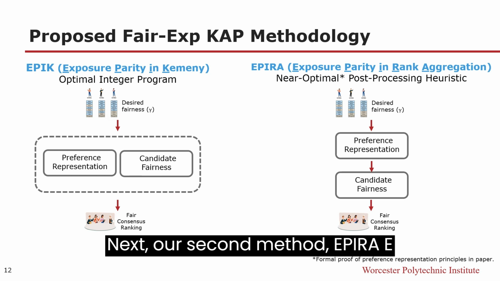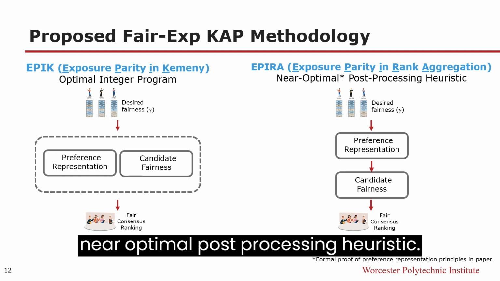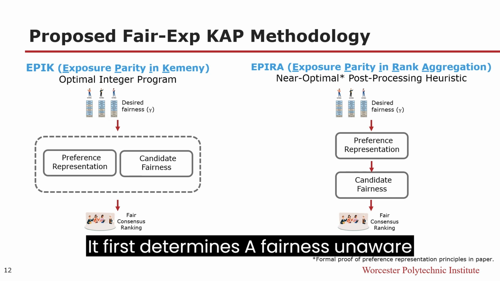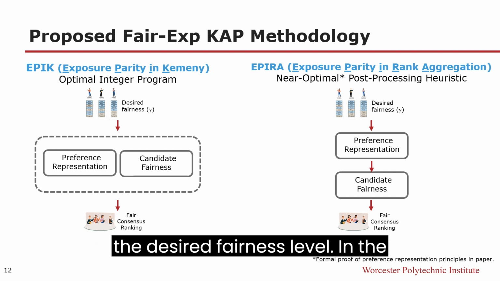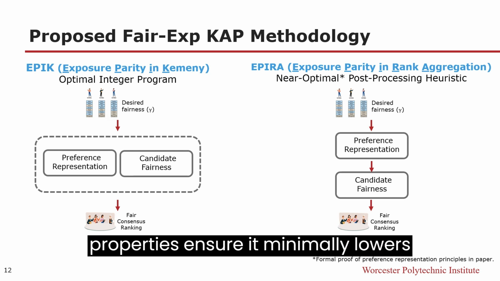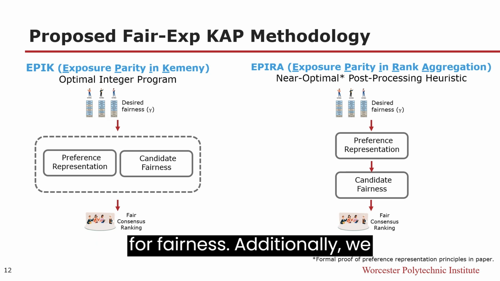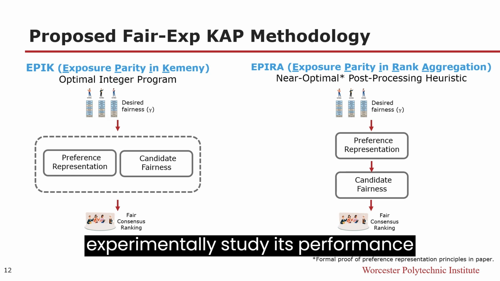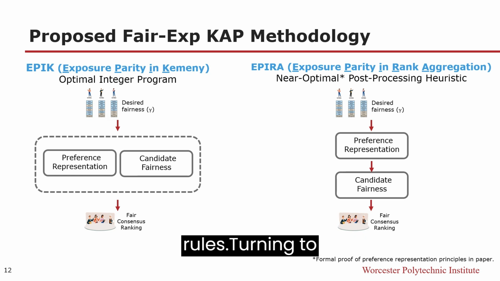Next, our second method, EPIRA, exposure parity and rank aggregation, is a near-optimal post-processing heuristic. It first determines a fairness-unaware consensus ranking and then adjusts it to the desired fairness level. In the paper, we formally prove how its properties ensure it minimally lowers the consensus accuracy when adjusting for fairness. Additionally, we experimentally study its performance using 5 different traditional voting rules.